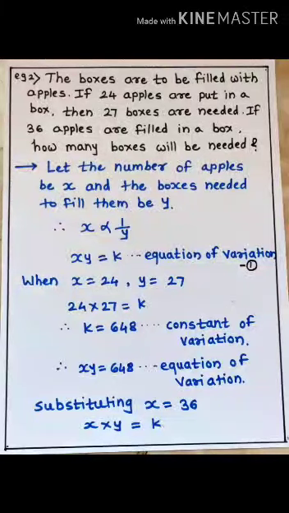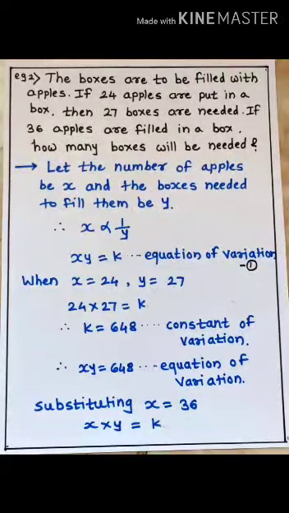X is equal to k upon y. Therefore, xy is equal to k is the equation of variation. Now, x is equal to 24. That means number of apples, that is 24, and the number of boxes y is equal to 27. Therefore, 24 multiplied by 27 is equal to k. So, k is equal to 648, the constant of variation. Therefore, x into y is equal to 648 is the equation of variation.